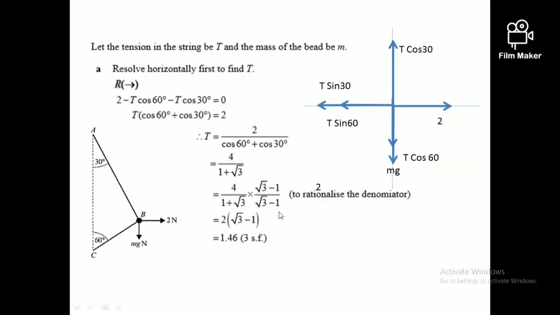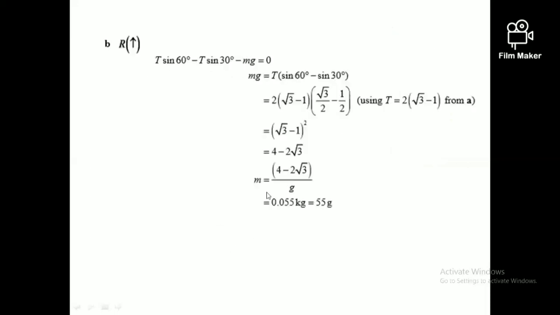What is the answer for T? T is 1.46, or 2 into root 3 minus 1. 2 into root 3 minus 1, sin 60 minus sin 30. Then you can obtain the final answer. This is just a simplification only. You will obtain the answer as m is 0.055 kilograms. That means 55 grams. That's how you need to obtain the answer according to this question. Right.